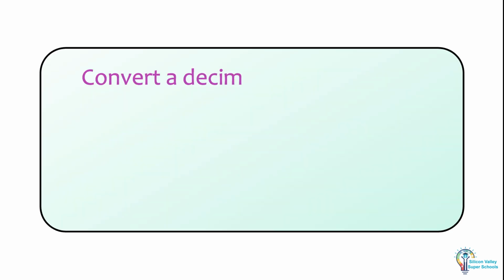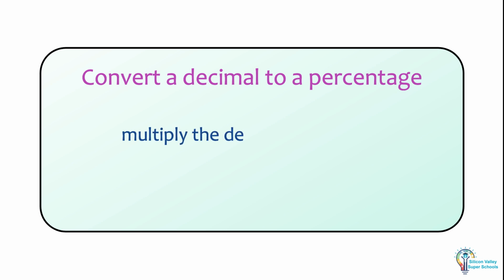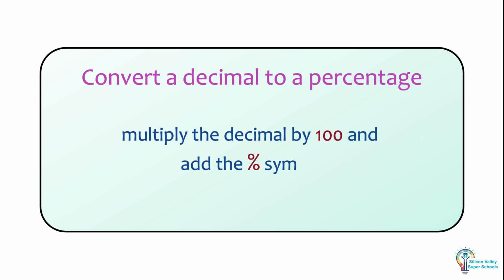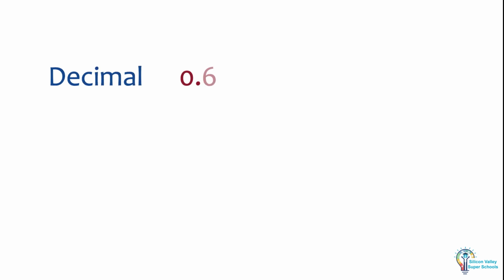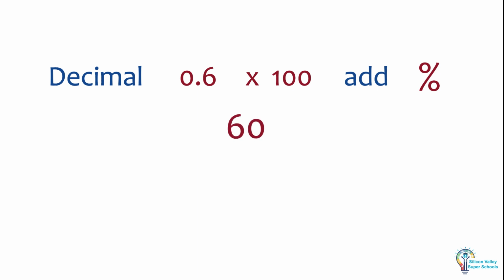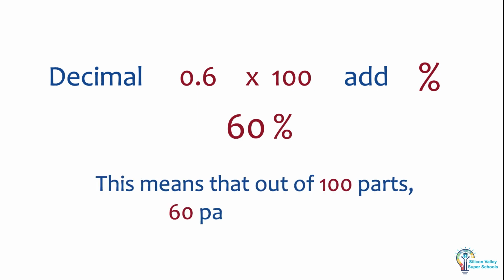To convert a decimal to a percentage, we multiply the decimal by 100 and add the percent symbol. For example, suppose we have the decimal 0.6. To convert it to a percentage, we multiply it by 100 and add the percent symbol. 0.6 times 100 is equal to 60. So 0.6 is equivalent to 60%. This means that out of 100 parts, 60 parts are taken.